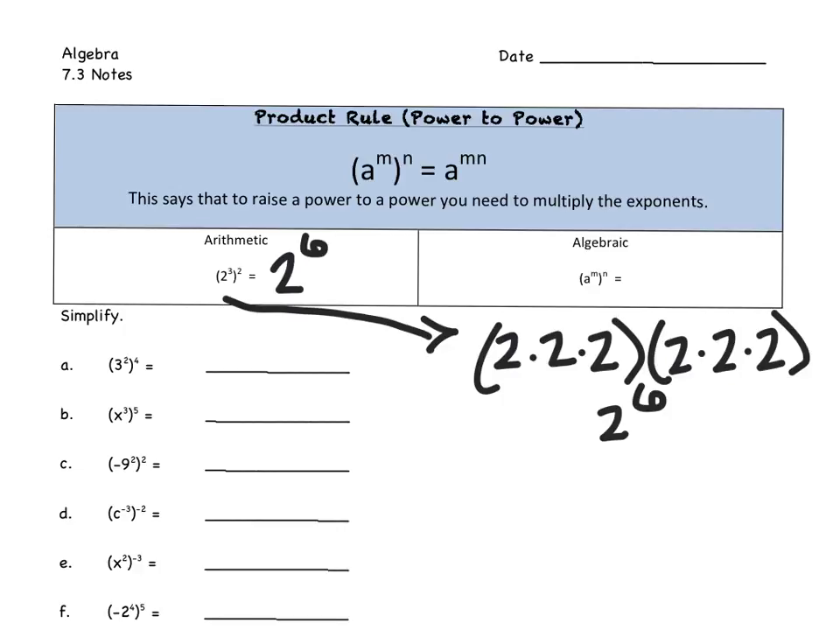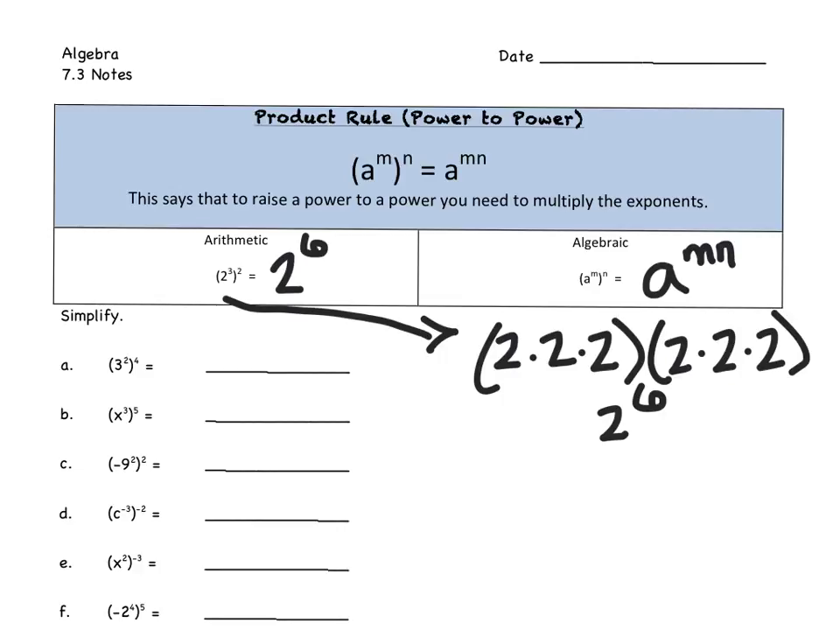It works the same way with the algebraic method. It's just you leave your base the same, which is a variable in this case, and multiply your exponents. If you know what your exponents are, you can get a number. If you don't, you leave them as a variable.